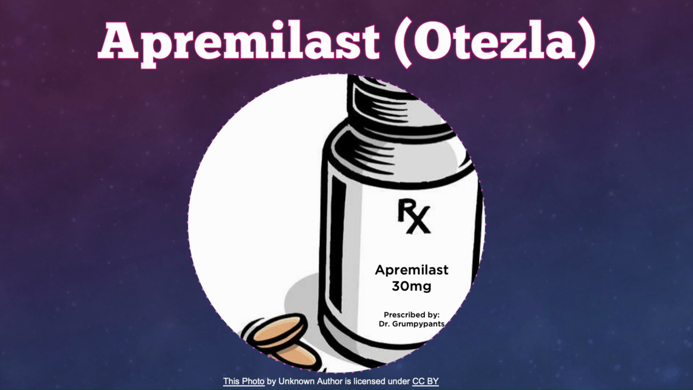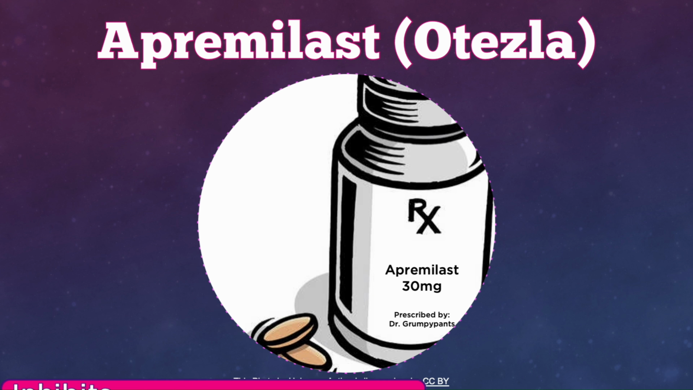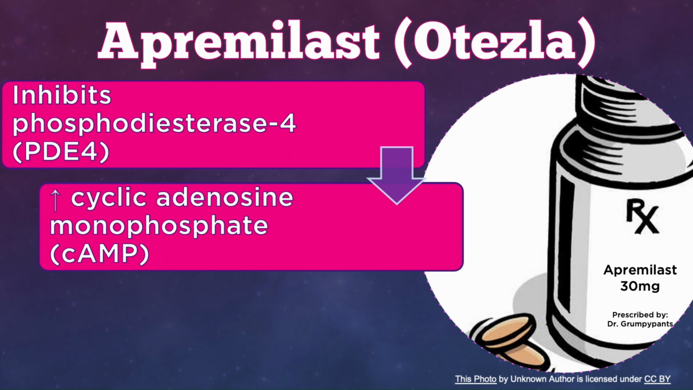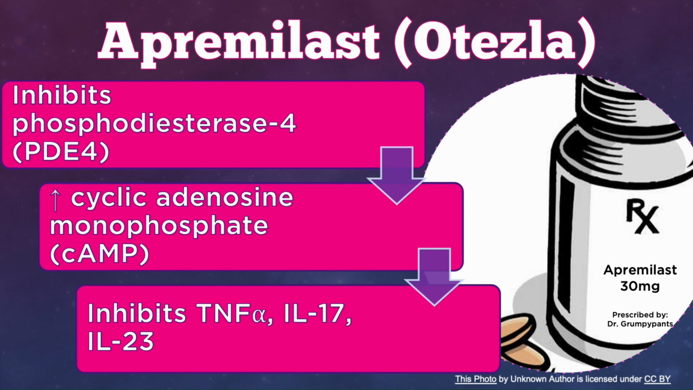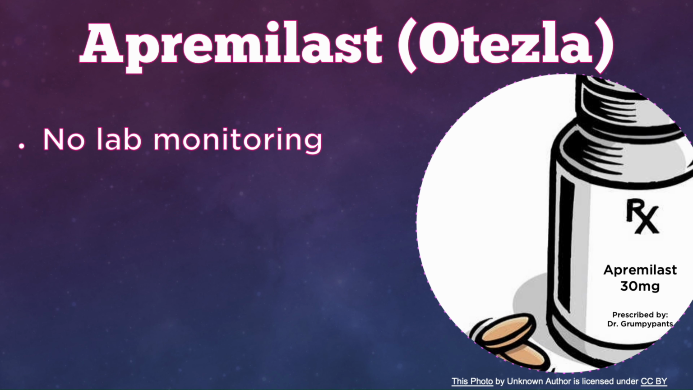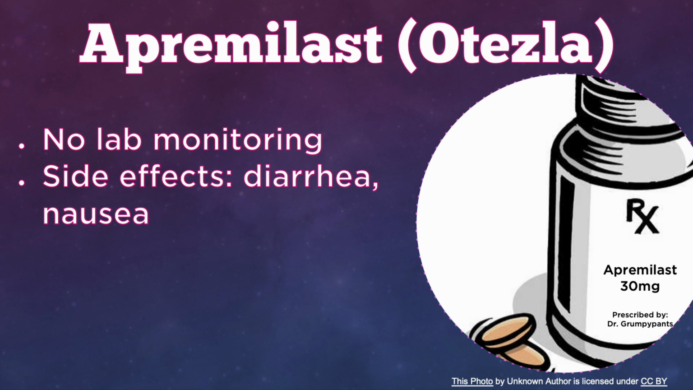Then the last oral agent that we'll discuss is Apremilast, aka Otezla, which works by inhibiting phosphodiesterase type 4, which leads to an increase in cyclic AMP levels that inhibit TNF-alpha, IL-17, and IL-23. Unlike methotrexate, cyclosporin, and acitretin, no lab monitoring is required. Common side effects include diarrhea and nausea. Dosing for Apremilast is titrated up to 30 mg BID, with daily dose change instructions on the packaging.